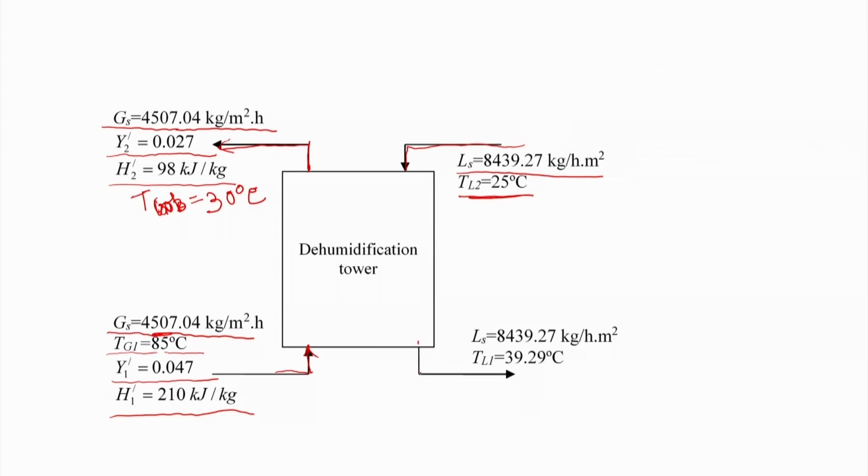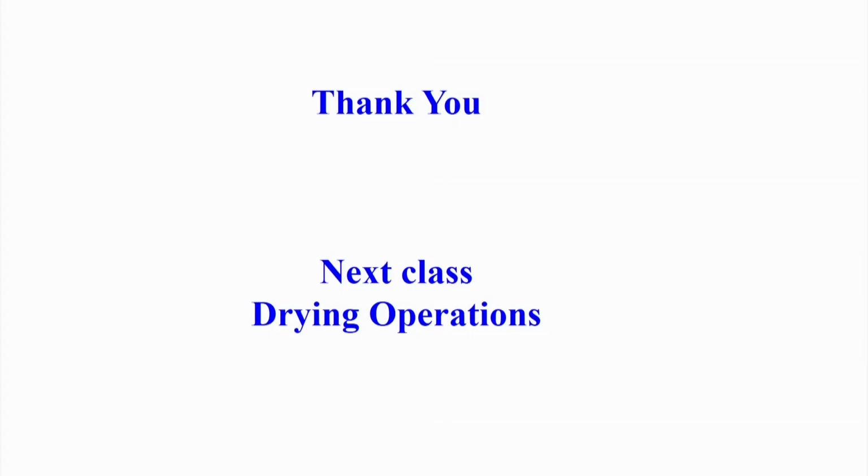And the liquid water, the hot water, will be leaving the dehumidification tower at a temperature of 39.29 degree Celsius, and liquid flow rate is 8439.27 kg per meter square hour. And if the outlet liquid water temperature is 45 degree Celsius, then the liquid flow rate will be 1.4 times less than 8439.27 kg per meter square hour. So, in the next class we will be discussing drying operation. Thank you.